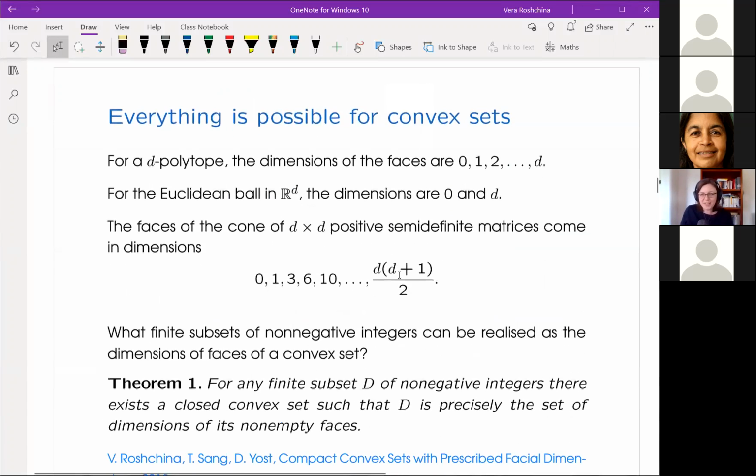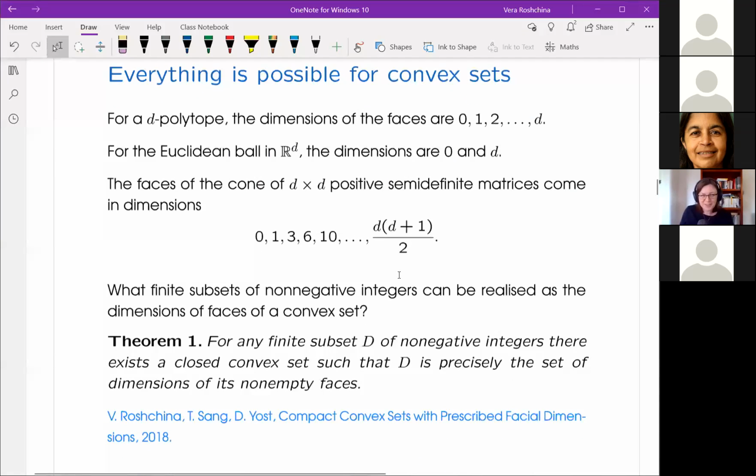The problem that I would like to first talk about is what kind of sequences of dimensions of faces can be realized in a convex set. The problem is partially solved, but surprisingly, still partially open. So think about different objects. For example, a polytope has faces in all dimensions. Vertices are 0, edges are 1, then we have everything else, ridges and facets, and then the polytope itself. The Euclidean ball is another extreme.